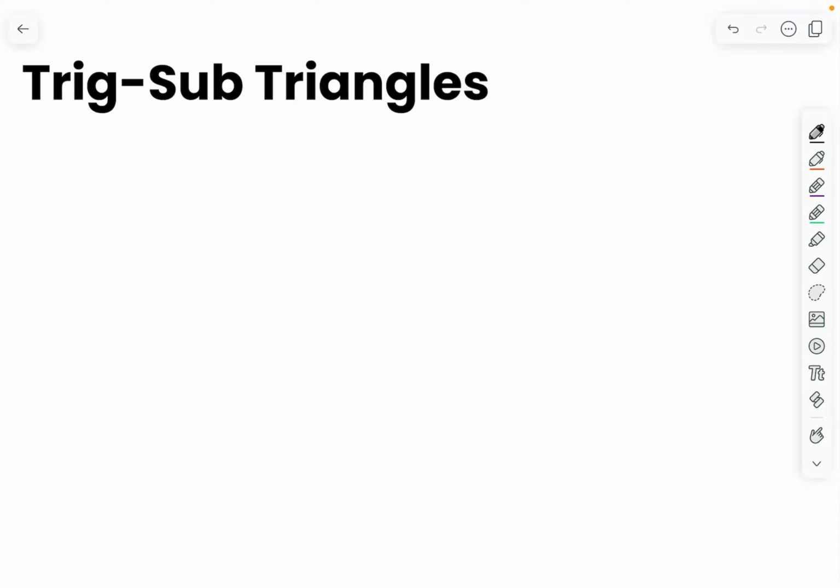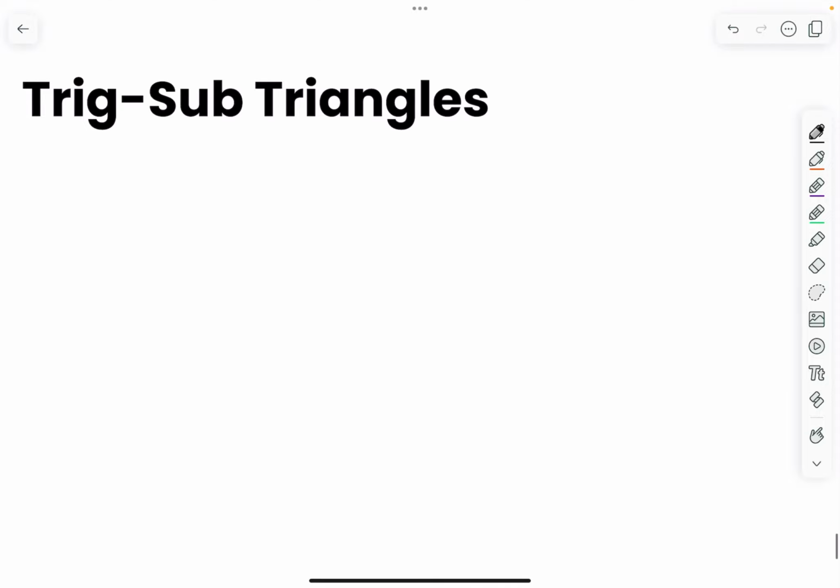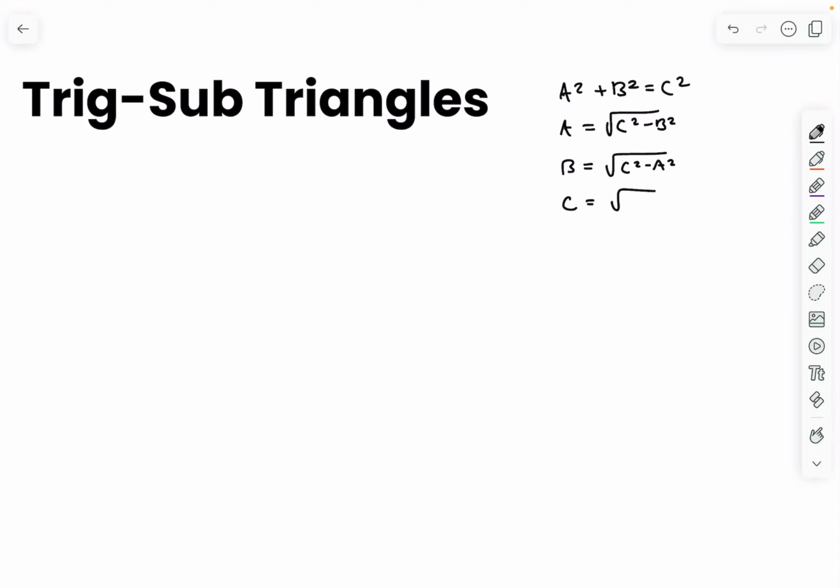This is how to derive the triangles that you need for trig-sub instead of memorizing them. So you first want to start with the Pythagorean theorem, which states a squared plus b squared is equal to c squared. Then you want to solve for each letter. So a is going to be the square root of c squared minus b squared. B is going to be the square root of c squared minus a squared. And c is going to be the square root of a squared plus b squared.